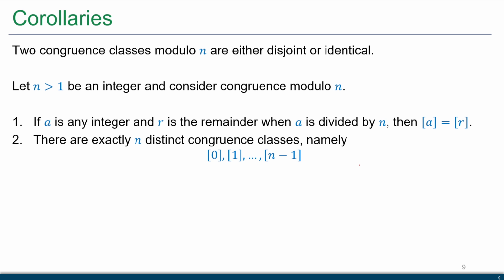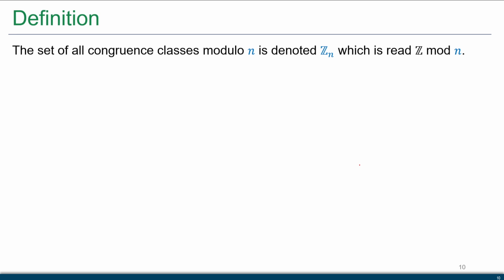Now this leads us into the next definition. If we have all of these sets together, then the set of all congruence classes modulo n is denoted by Z sub n, which we read as Z mod n. So Z mod n is in fact how we partition up Z into n disjoint congruence classes. Now, we saw an example of this.